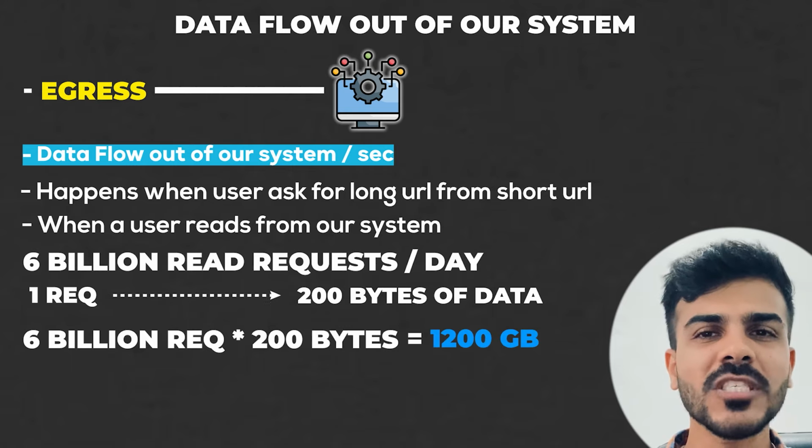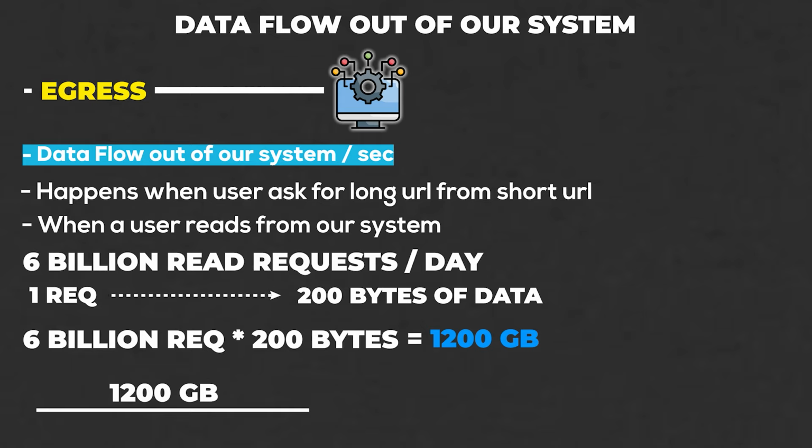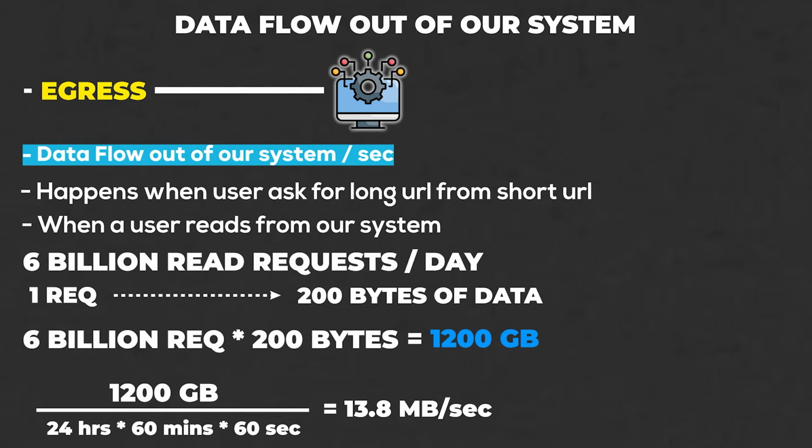Now to find out how much data leaves our system every second, we just divide this number by 24 hours, by 60 minutes, by 60 seconds. This would amount to 13.8 megabytes per second. So 13.8 megabytes of data leaves our system every second.